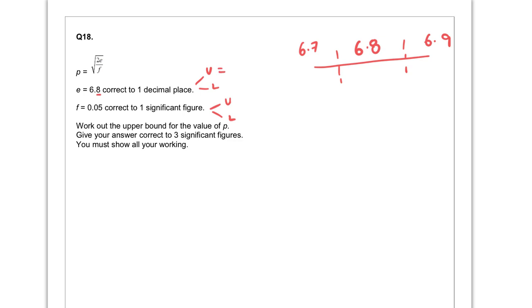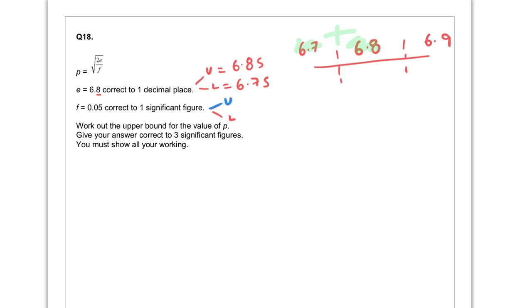What's in between 6.8 and 6.9? If you don't know, put them into your calculator, add them together and divide them by 2. However, it is 6.85. Lower bound, 6.75. Okay, that's in the middle. If you don't know how to find the middle, you can put them in your calculator, add them, and divide them by 2. Essentially, we're finding the median.